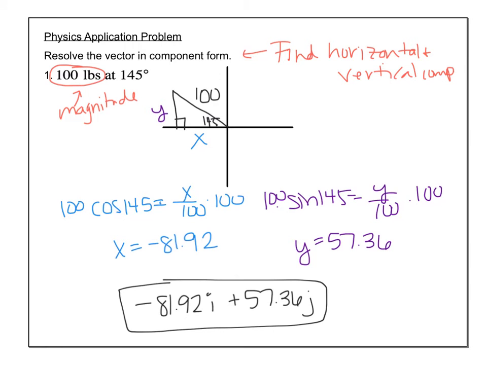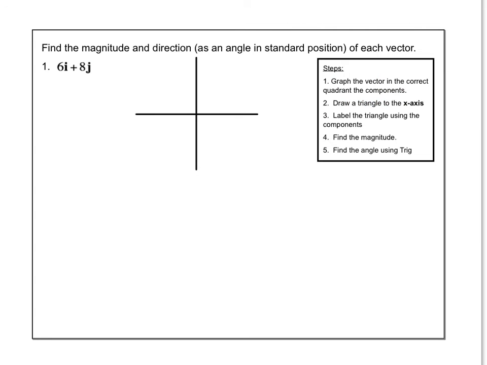Alright, now we're going to go the other direction. So now in these ones, they are giving you the component form. They're giving you the ij form. They want you to find the magnitude and the direction. So first thing I'm going to do is graph it. These make a whole lot more sense visually. So this says that it's going to go over 6 and up 8. Those are my two components. The horizontal one is 6, the vertical one is 8. And we're looking for the magnitude and direction of this vector right here.